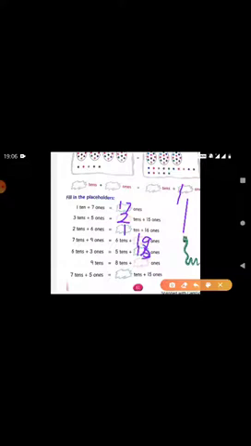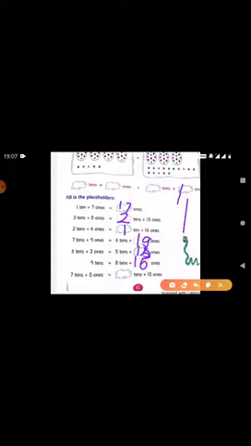Okay. Now 9 tens. When we take out 1 ten from 9 tens, we are left with 8 tens. And how many ones? We take out 1 ten. 1 ten is same as 10 ones. Whether you write 1 ten or you write 10 ones, it is same. So this is 10 ones.